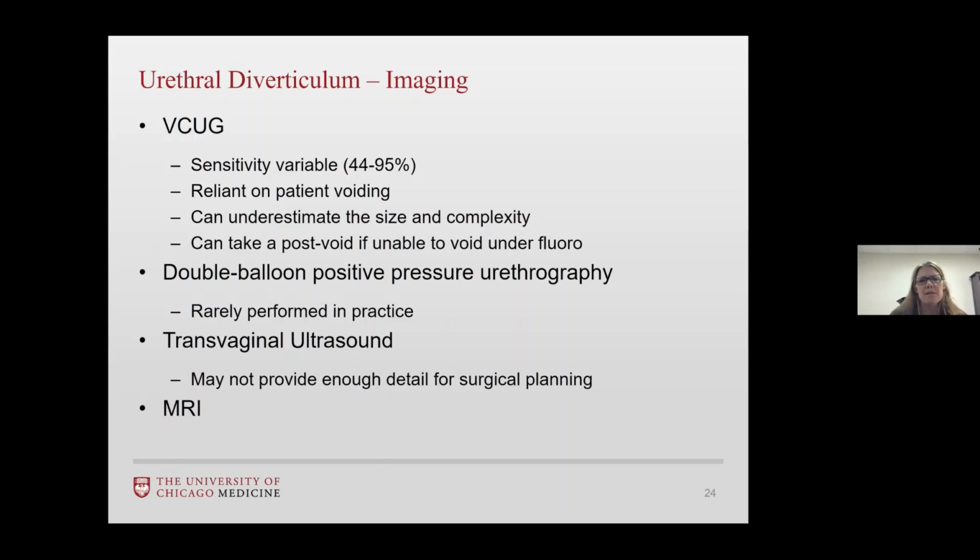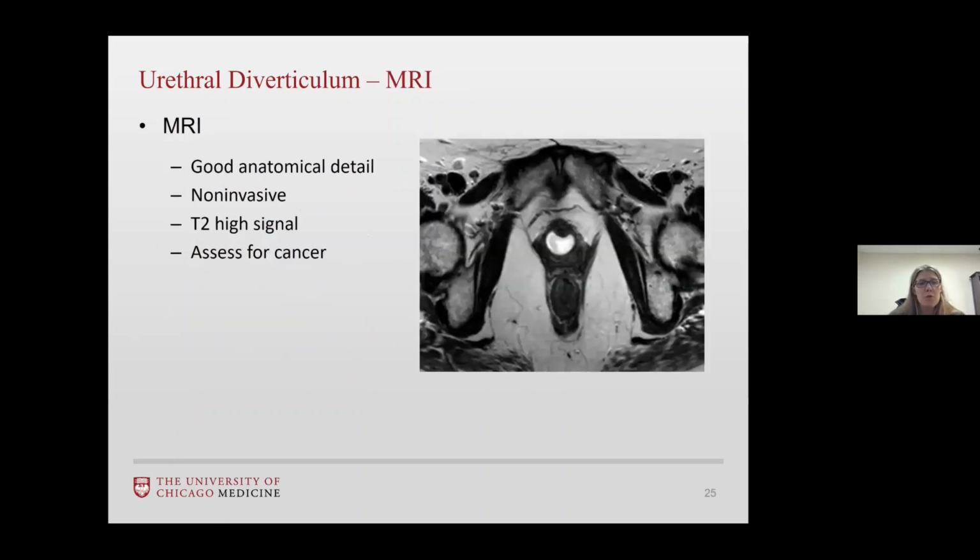The double balloon positive pressure urethrography is rarely performed in practice anymore. Transvaginal ultrasounds are an option, but they may not provide enough detail for surgical planning. So the real recommendation is for MRIs, which give you great anatomic detail. They're non-invasive, they have a high T2 signal, and you can assess for cancer.